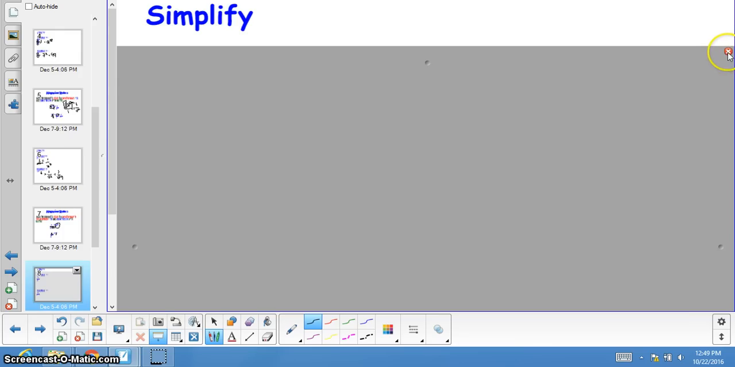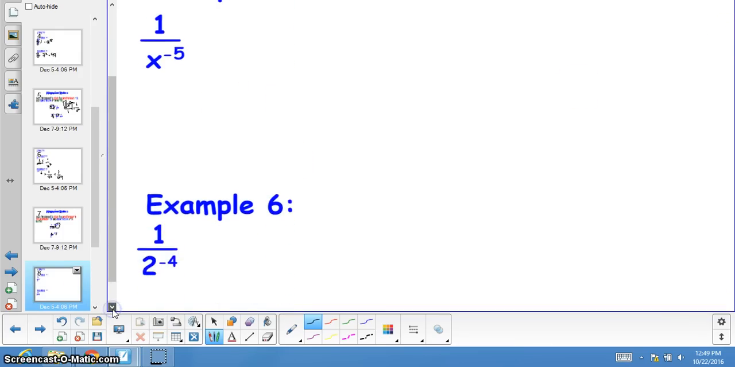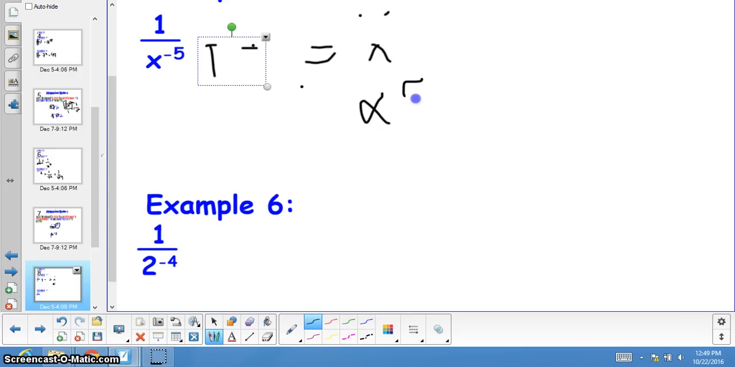Try these examples, pause the video, come back and take a look to see if you get what I get. All right, so example 5, bring that up. The line makes it become positive, x to the 5th. Same thing here, equals 2 to the positive 4.